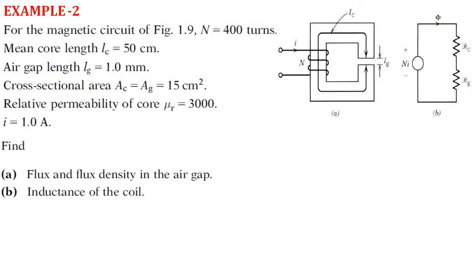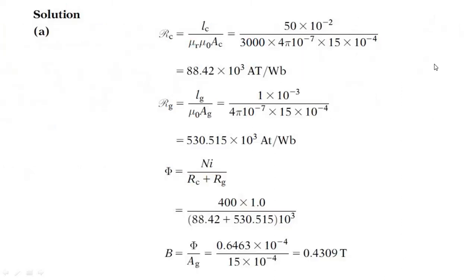For the magnetic circuit, N is equal to 400 turns, mean core length Lc is equal to 50 cm, air gap length Lg is equal to 1 mm, cross-sectional area Ac is equal to Ag is equal to 15 cm squared. Relative permeability of the core mu r is equal to 3000. I is equal to 1 ampere. Find the flux and flux density in the air gap. Next, the inductance of the coil. The magnetic core and equivalent circuit diagram will be represented.